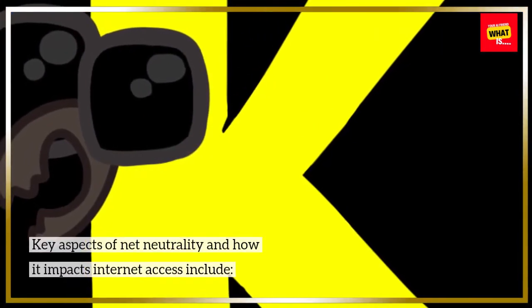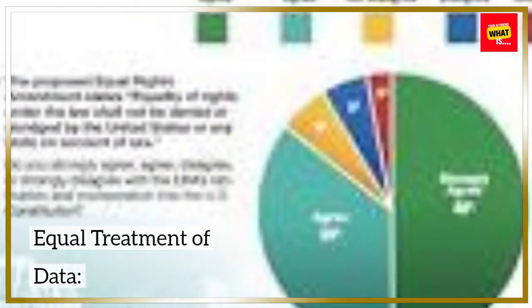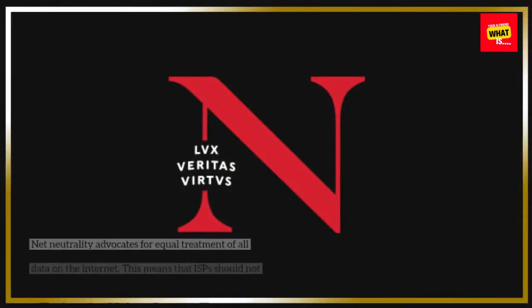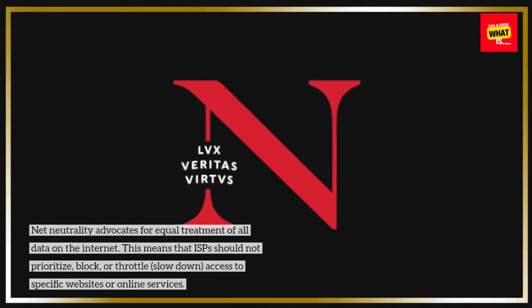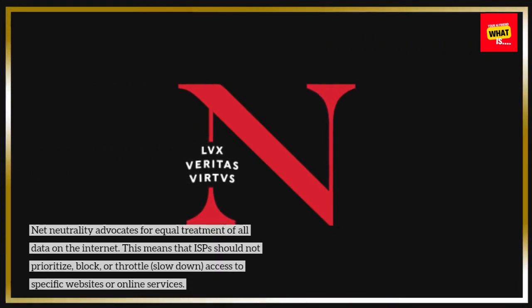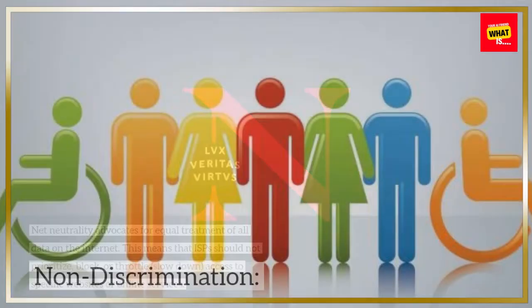Key aspects of net neutrality and how it impacts Internet access include: equal treatment of data. Net neutrality advocates for equal treatment of all data on the Internet. This means that ISPs should not prioritize, block, or throttle, slow down, access to specific websites or online services.